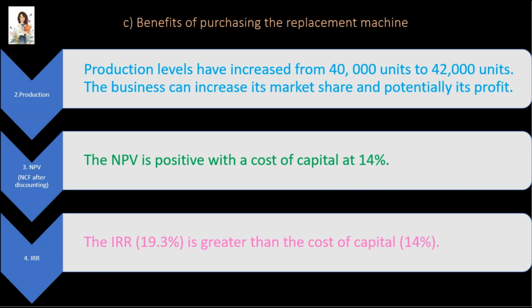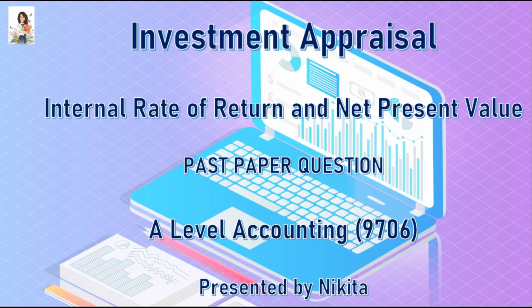So all in all, there are many benefits of purchasing the replacement machine. With this, we have completed part C of the question, and that means we have completed the entire question. So that was a past paper question on internal rate of return and net present value. We will study another method of investment appraisal in the next video.